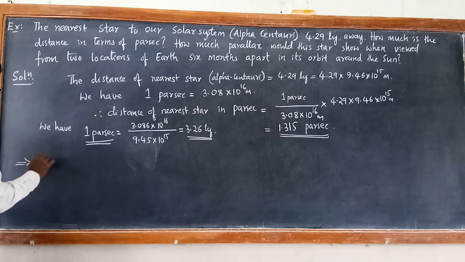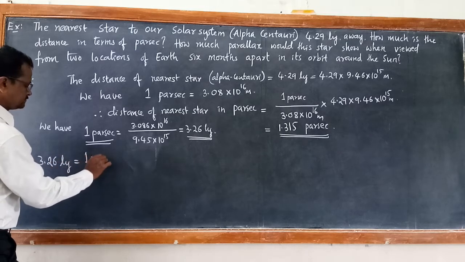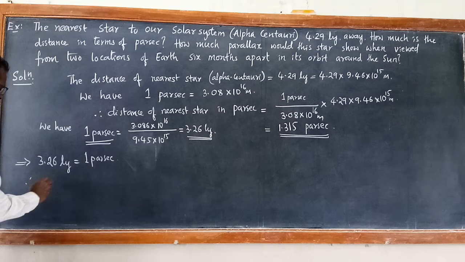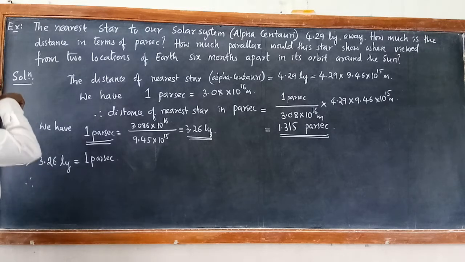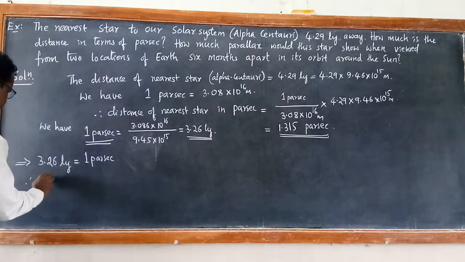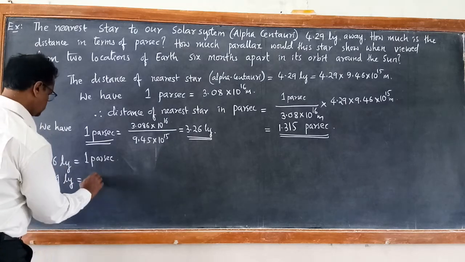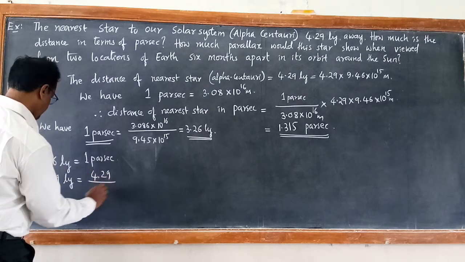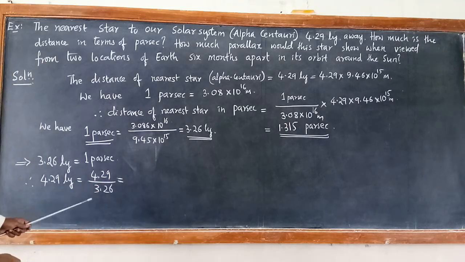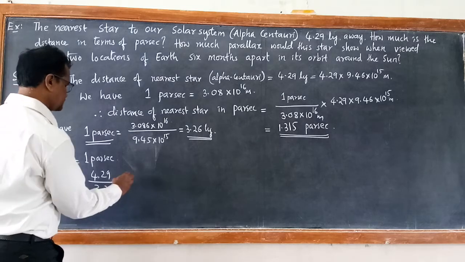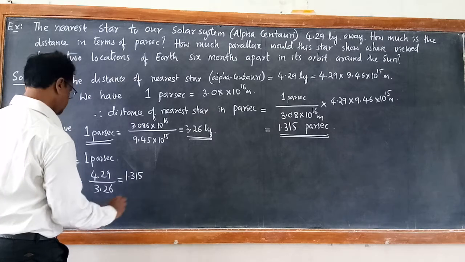This implies 3.26 light years is equal to 1 parsec. Therefore, 4.29 light years equal to how many parsec? 4.29 divided by 3.26. So you will get directly in terms of light years, 1.315 parsec.